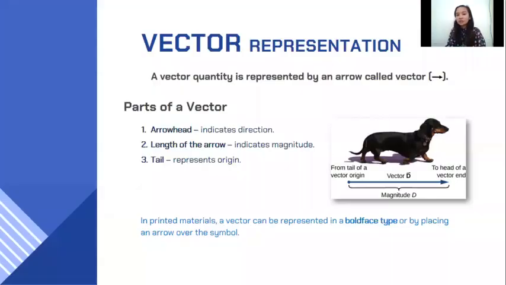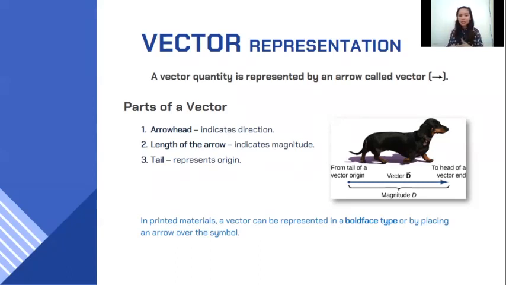Now, how do we represent a vector? A vector quantity can be represented by an arrow. Okay, so this arrow is called a vector. So we have three parts of a vector: the arrowhead, which indicates the direction, the length of the arrow, which indicates the magnitude, and then the tail, which represents the origin, kung saan nanggaling si vector.